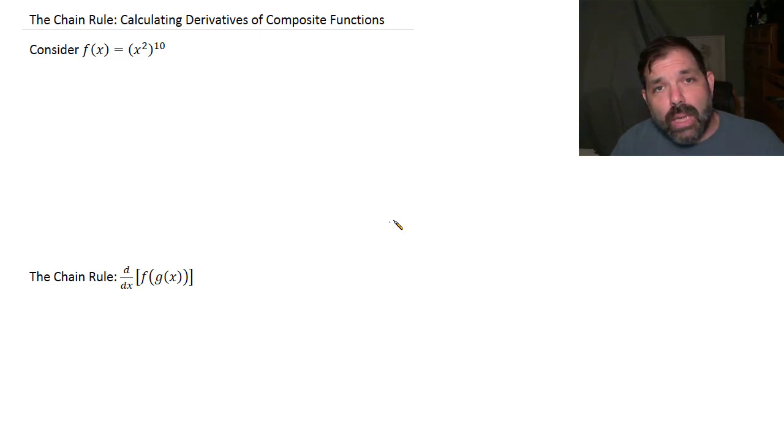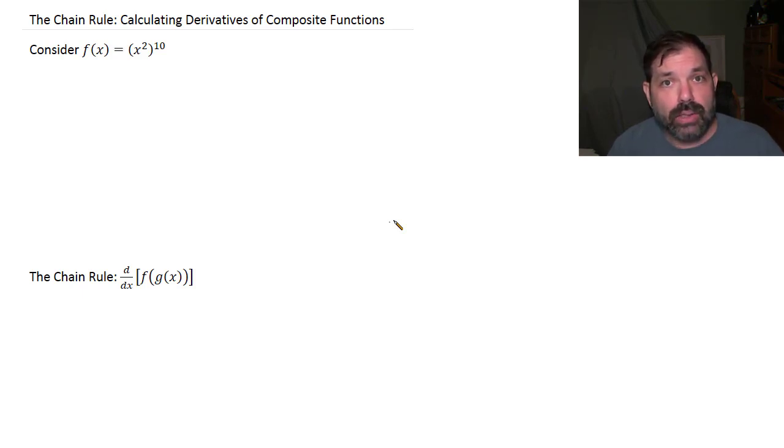Hello again. In this topic, we're going to take a look at what's called the chain rule, which is going to help us to calculate derivatives of composite functions. Let's start with a basic example to understand what we're talking about here. So for example, we have here the function x squared to the 10th power.